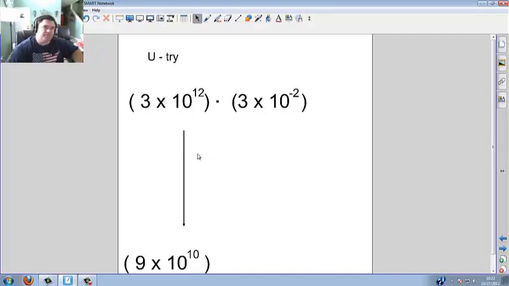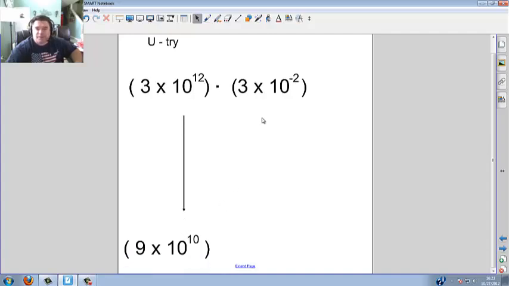You try. 3 times 10 to the 12th. Well, guess I showed you. Whoops. 3 times 3 is 9. 10 to the 12th times 10 to the negative second is 10 to the 10th. There you go.